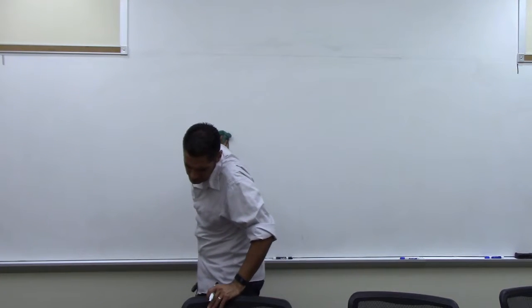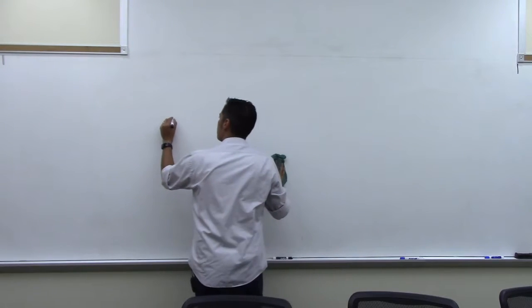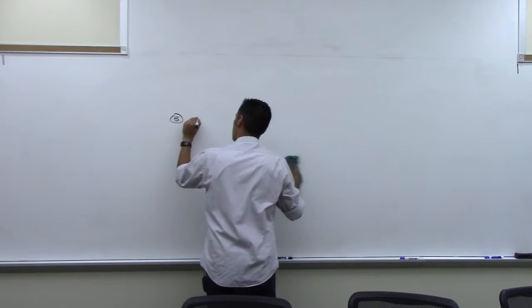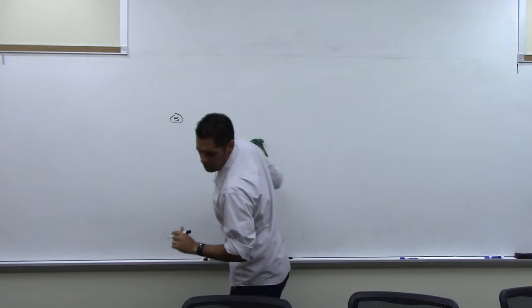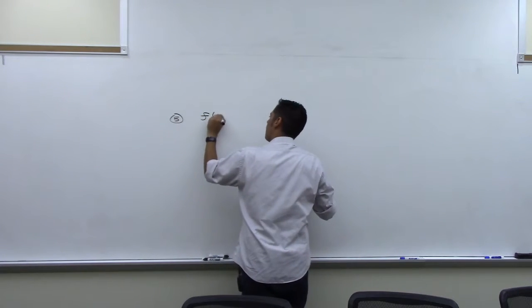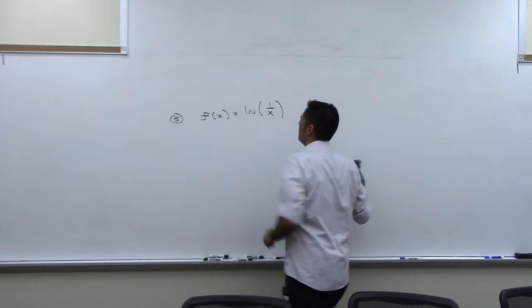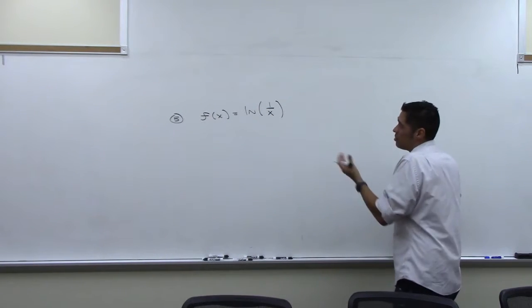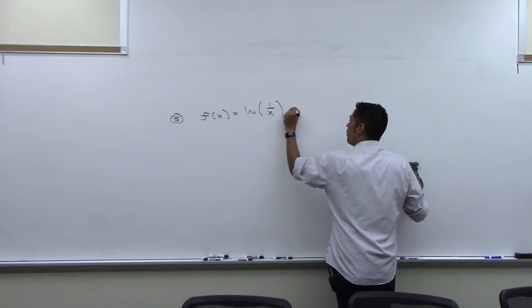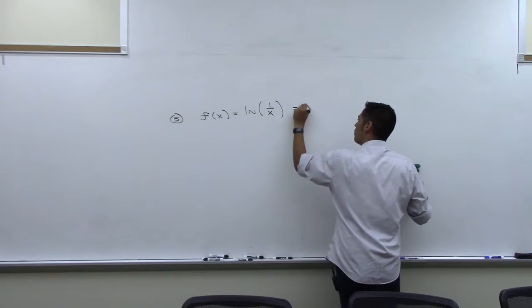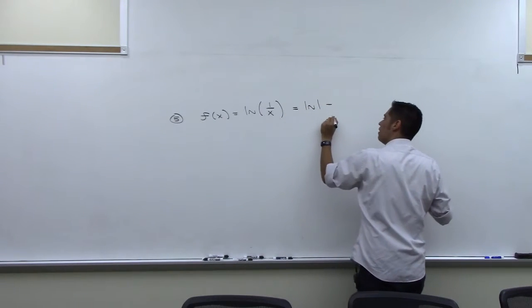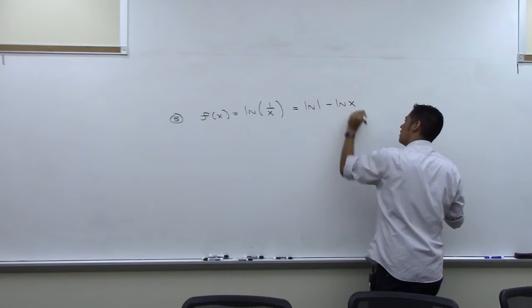Number 5, f of x equals natural log of 1 over x. Again, I see 2 different ways we could do this. Let me show you one way. One way would be, we could recognize this as natural log of 1 minus natural log of x.